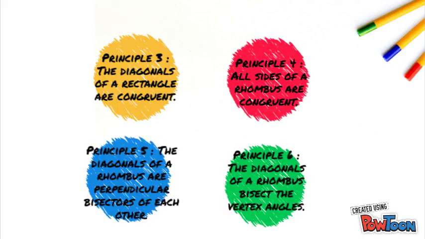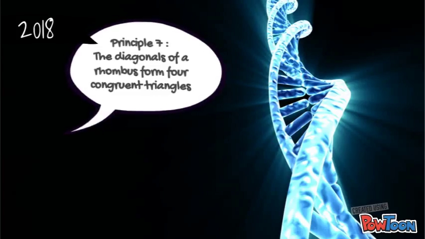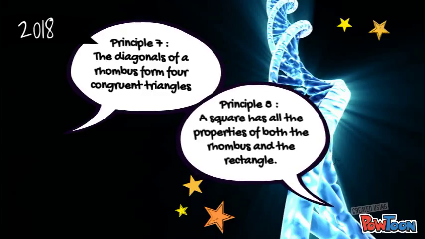Principle 4. All sides of a rhombus are congruent. Principle 5. The diagonals of a rhombus are perpendicular bisectors of each other. Principle 6. The diagonals of a rhombus bisect the vertex angles. Principle 7. The diagonals of a rhombus form 4 congruent triangles. Principle 8. A square has all the properties of both the rhombus and the rectangle.